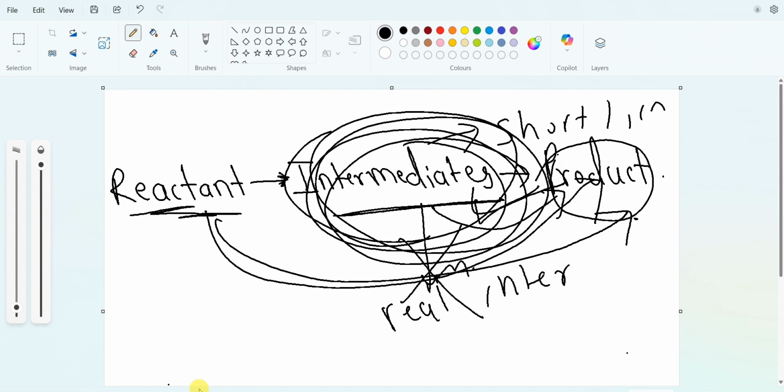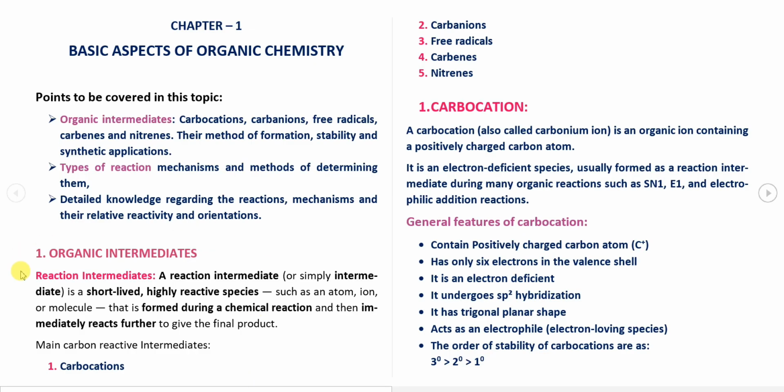Then we see the types of intermediates. There are mainly 5 types of intermediates. In that, the first one is the carbocation, second carbanions, third free radicals, fourth carbenes and fifth one is the nitrenes. These intermediates decide how the reaction goes. Let's see them one by one.